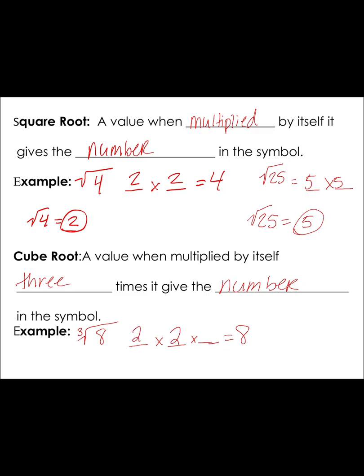So we got 2 times 2 gives me 4. 4 times 2 is 8. So the cubed root of 8 is 2. Okay, same thing with 27. What times itself 3 times is going to give me 27? 3 times 3 times 3. So the cubed root of 27 is 3.